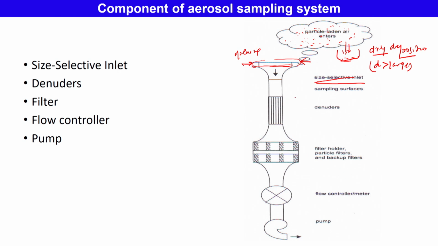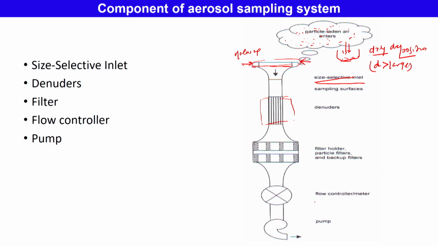Then sometimes people use a denuder. This is important because denuders are very important. Usually the air contains water vapors and other humid pollutants, so that can be removed by a denuder.